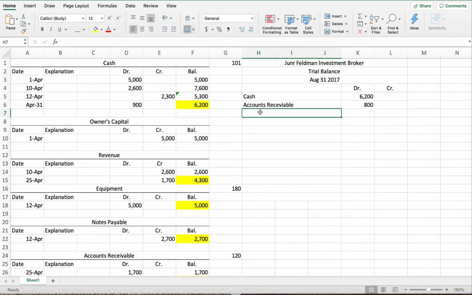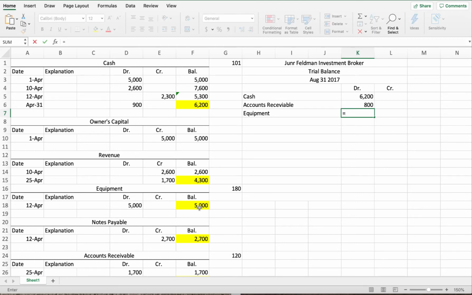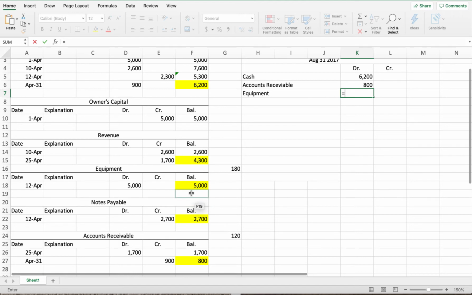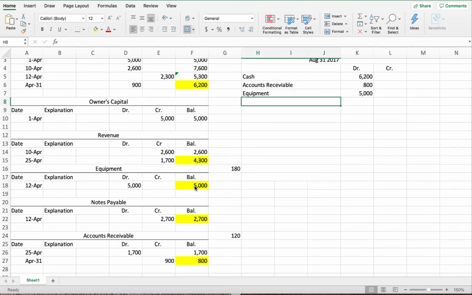The next asset I have is going to be my equipment. I need to figure out what my equipment balance is. Well, I go to my ledger. I see my equipment balance is $500. Do I put it in the debit column or the credit column? Well, I need to know that assets increase with the debit and decrease with the credit. Debit is the normal balance side for an asset, so the amount has to go in the debit column of the trial balance. And there we go.